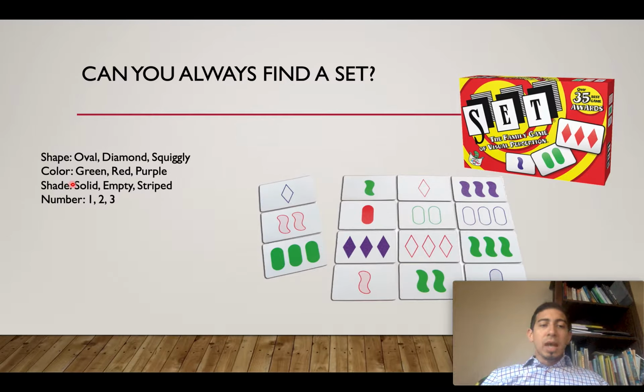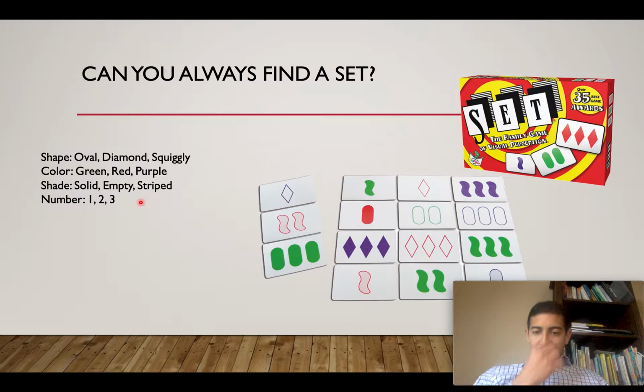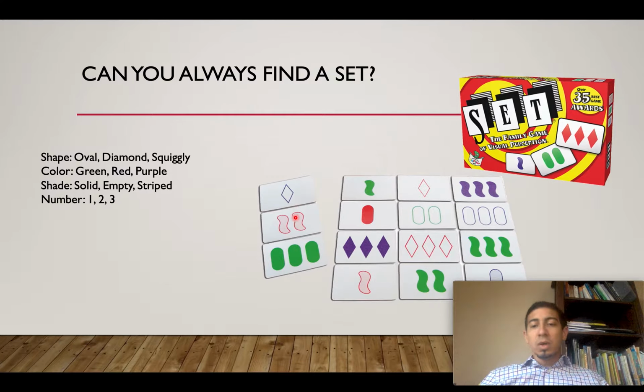The objects can have different shading: solid, empty, or sort of like partially shaded. And then the card can have the numbers 1, 2, or 3 objects. So for instance, this is 1, this is 2, and this has 3 objects. So every card has to have a shape, a color, a shading, and a number. There are 3 options for each, so 3 times 3 times 3 times 3, that's the 81. That's why there are 81 cards.